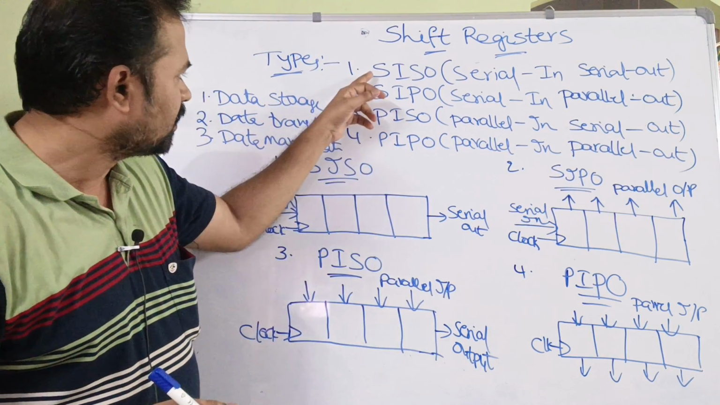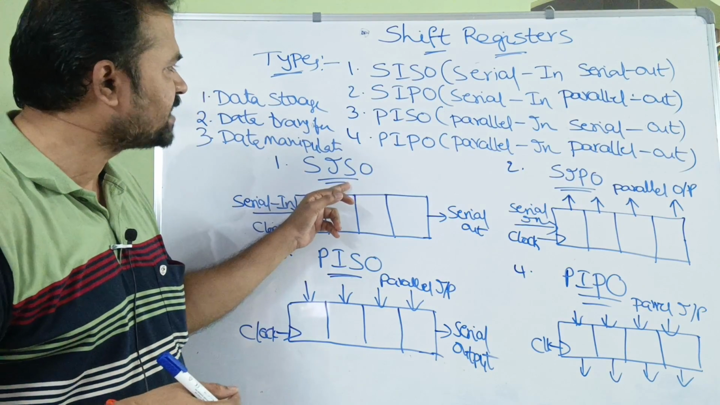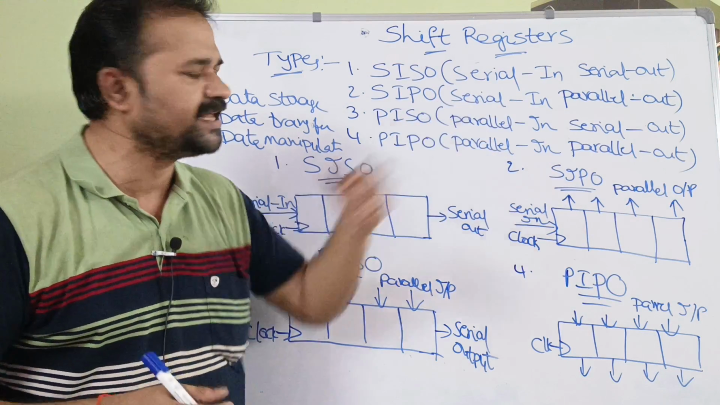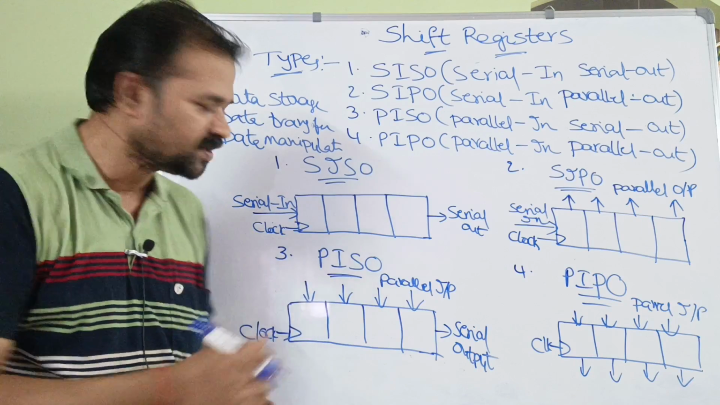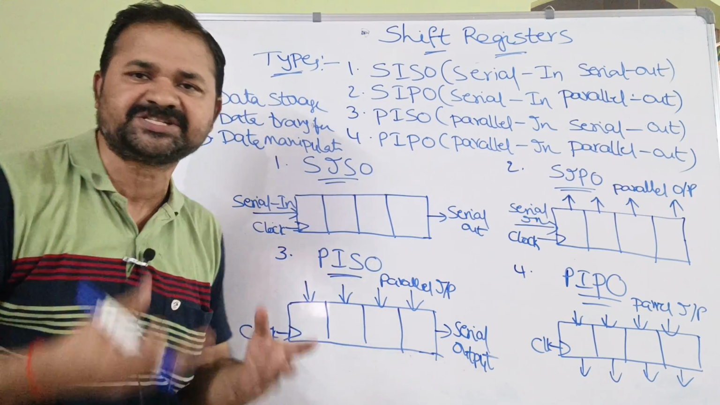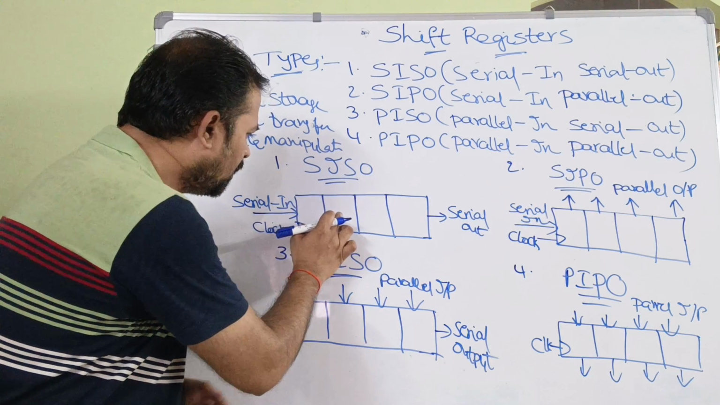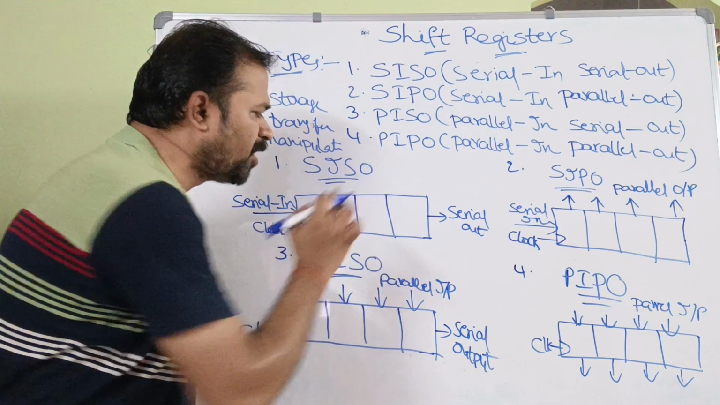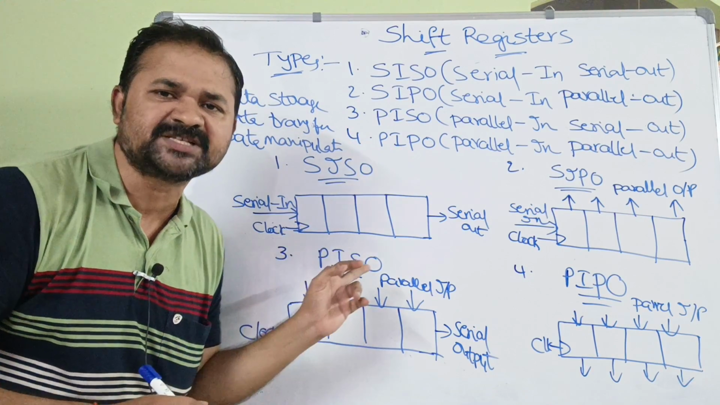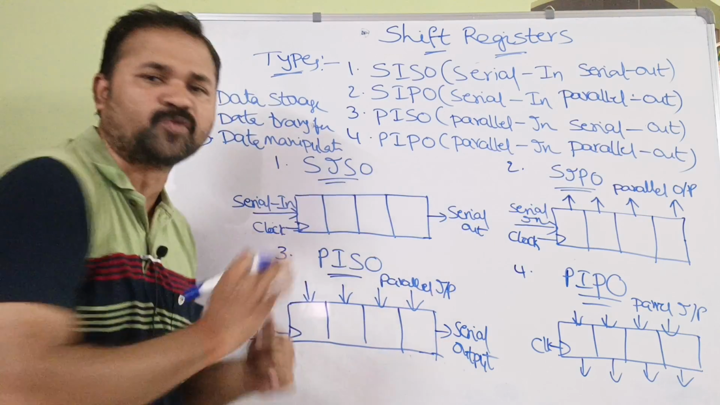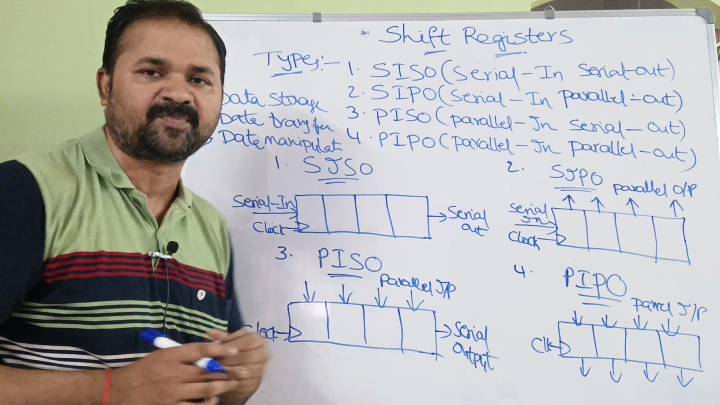First, let us see SISO. SISO stands for serial in, serial out. Here it is a 4-bit shift register. We know that a register means a collection of flip-flops. So this is the first flip-flop, second flip-flop, third flip-flop, fourth flip-flop. Here we have the clock pulse, and this clock pulse will be applied on all the 4 flip-flops.